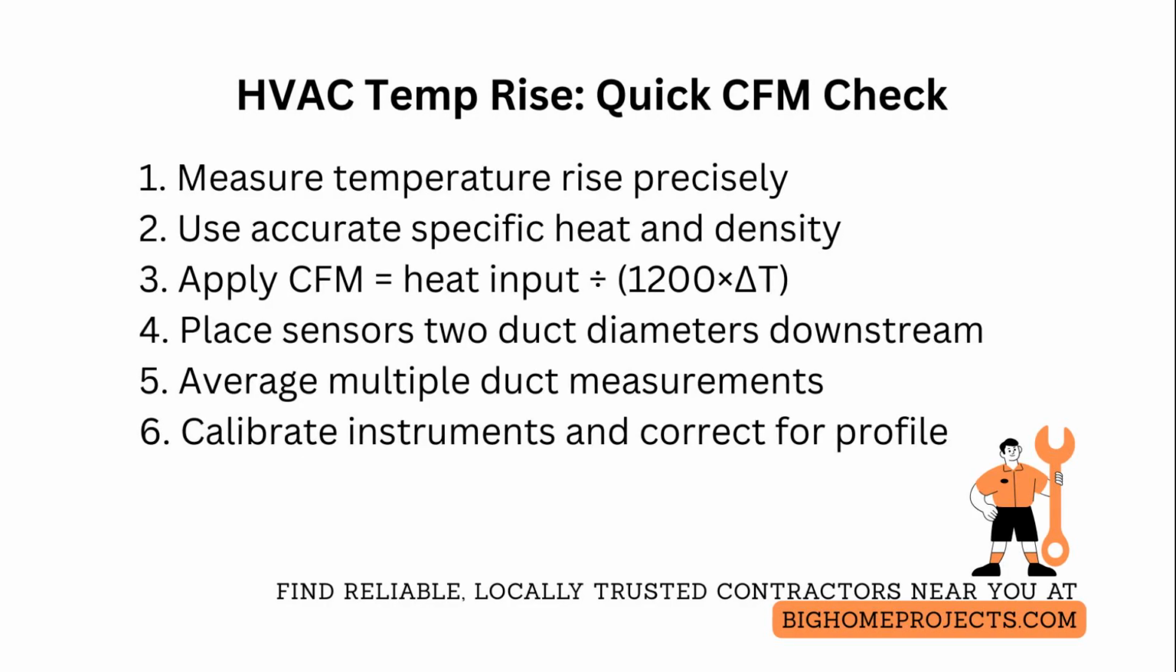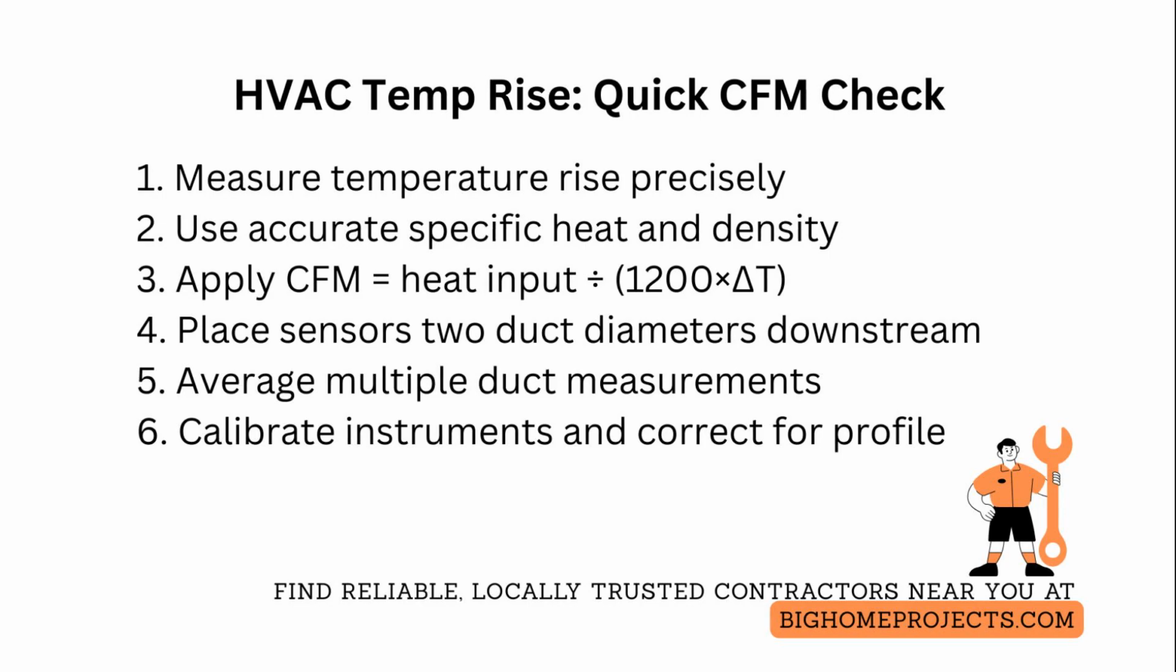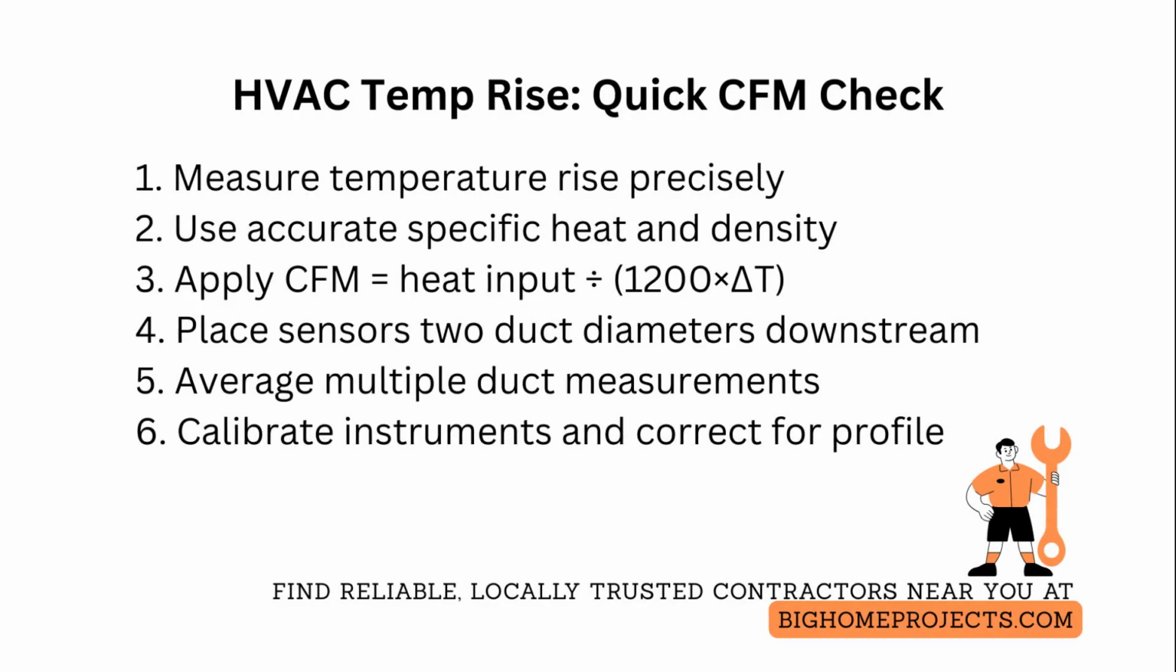Use the formula CFM equals BTU per hour heat input divided by 1,200 times temperature rise when working in British thermal units, and convert electrical and fuel input to sensible heat input by subtracting combustion losses or accounting for compressor heat rejection in heat pump systems.